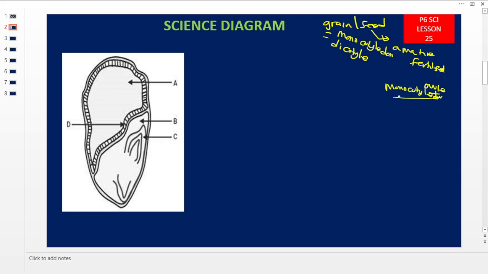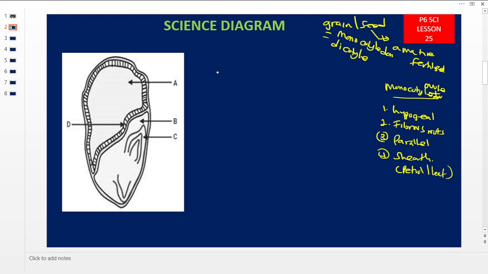So monocotyledon seeds, one, undergo what we call hypogeal germination, meaning that their cotyledon remains inside the soil. Two, after germinating, they have a root system, and that root system is called the fibrous root system. And when you look at the leaves of these plants, they have parallel leaf venation, and these leaves have a sheath instead of a petiole or a leaf stalk.